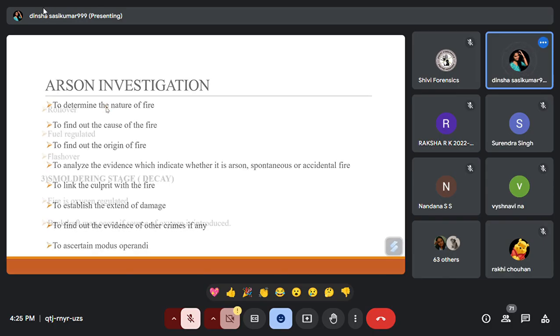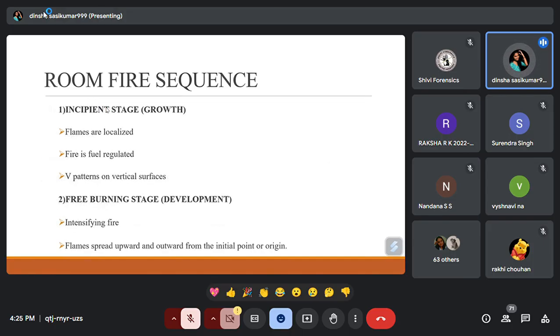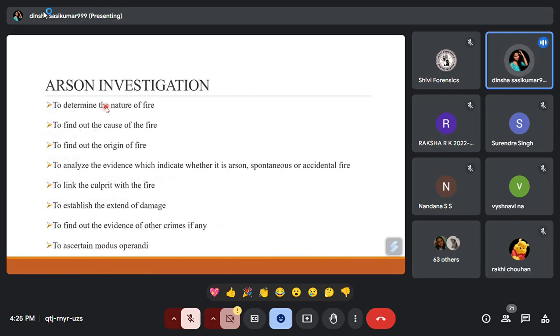And now let's discuss arson investigation. As we have got a basic idea about the chemistry and physics of fire and the sequences involved during a fire occurring in a confined space, now we have to look deep into arson investigation. As arson investigators, first we have to get a basic idea about what we are investigating for, what are the objectives of arson investigation.